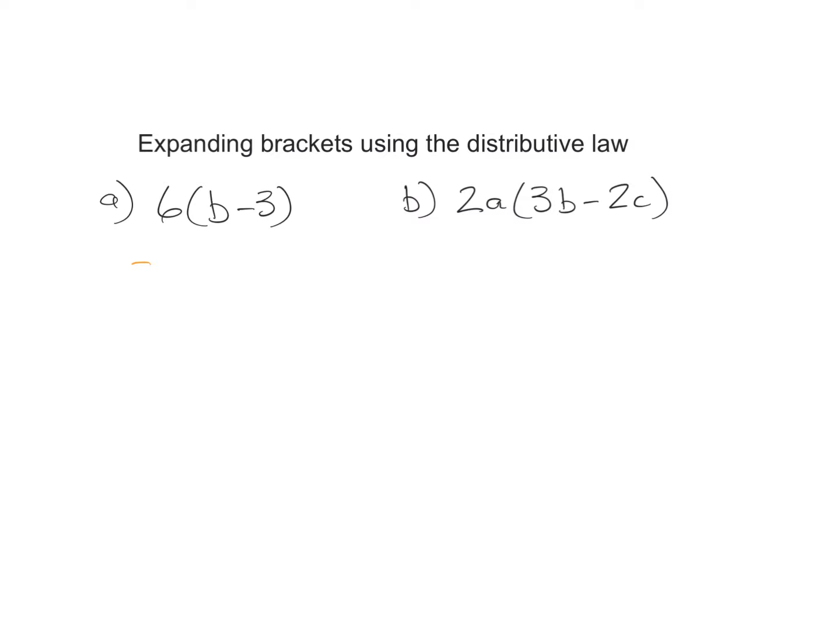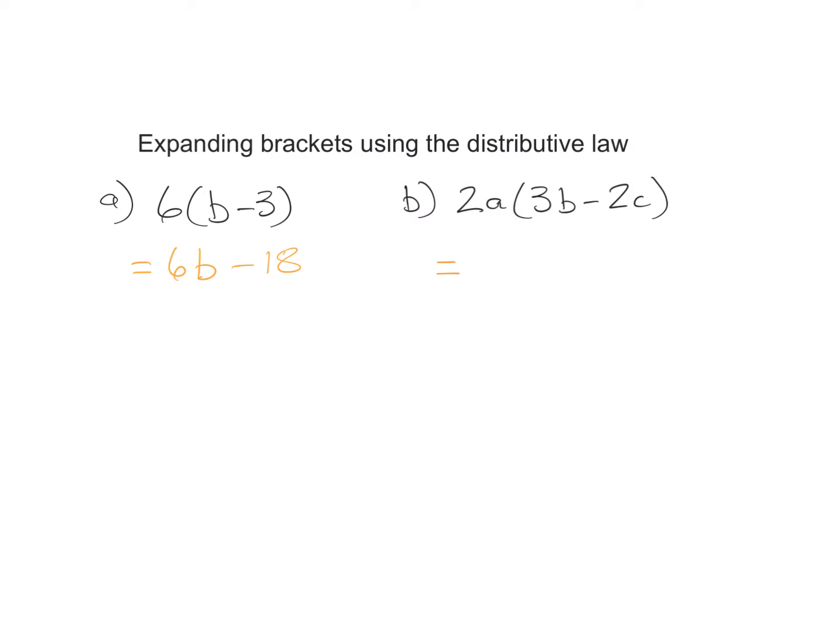Alright, well the first one is going to be 6 multiplied by b gives me 6b, and then I know that a positive value, which is the 6 over here, multiplied by a negative is still going to give me a negative value, so it'll be minus, and then 6 multiplied by 3, 6 3s are 18, and that would be my answer.